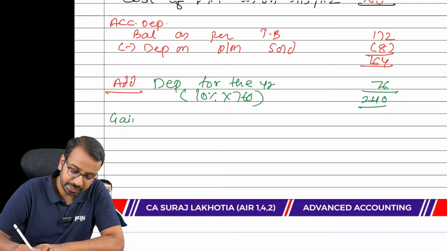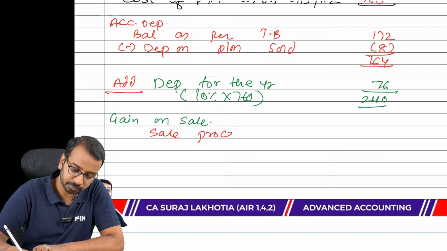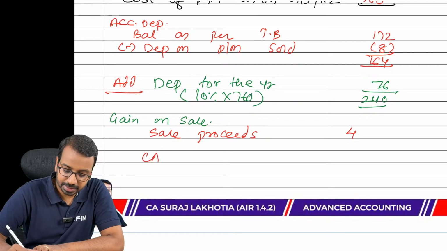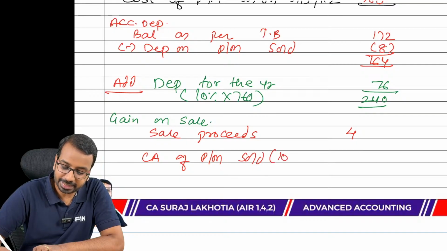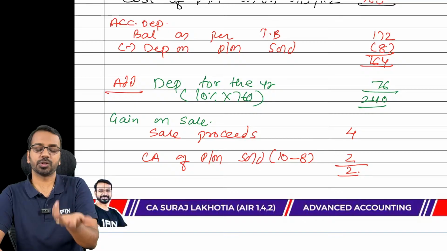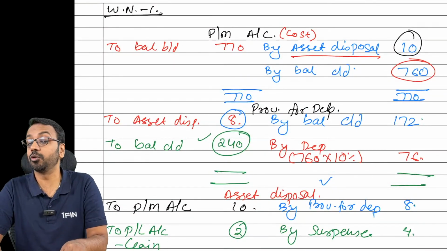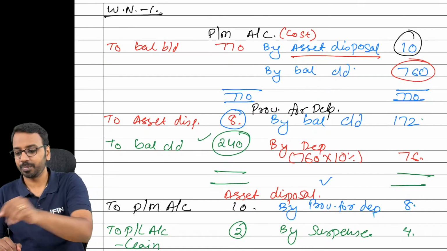Then gain on sale. Sale proceeds. How much are sale proceeds? 4. Carrying amount of plant and machinery sold: 10 minus 8, 2, and hence the gain is 2. So this way also you can do. Prefer the ledger method because that is more logical, intuitive. You will have less chance of forgetting that in the examination.